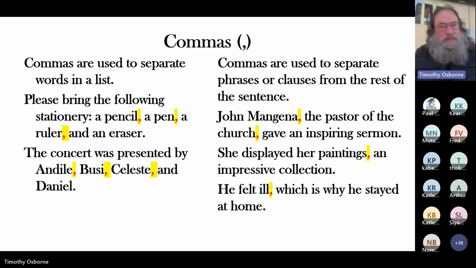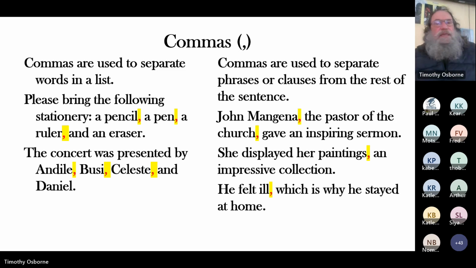And we'll look at commas. Right, there we all know that, separating words in a list, and there is an example of when commas have been used in a list. And there's another example. Right, the concert was presented by Andile, Busi, Celeste, and Daniel. A, B, C, D. I was having fun, fear not.